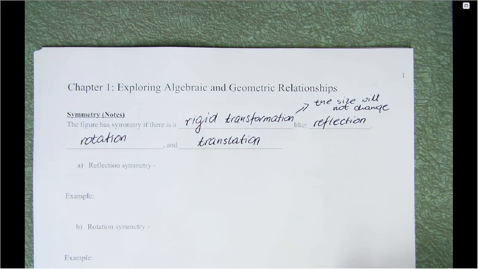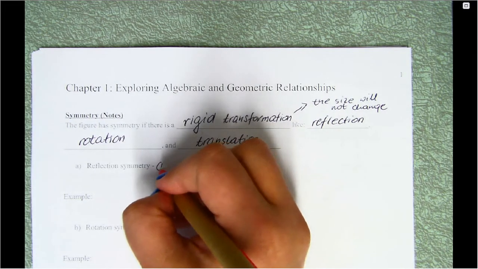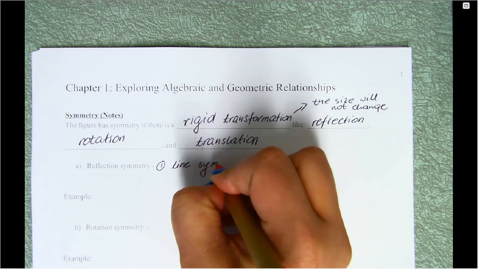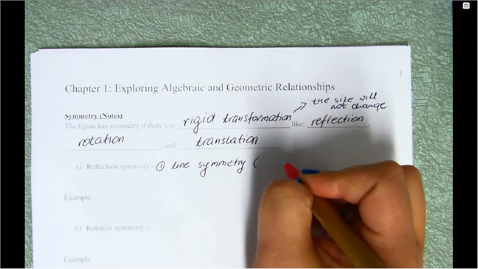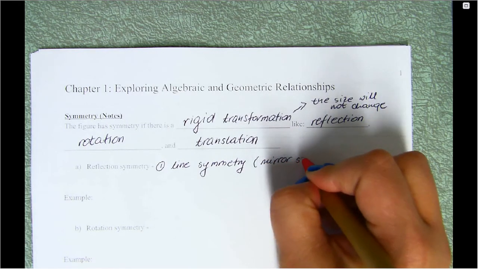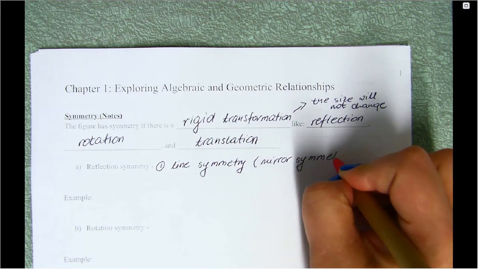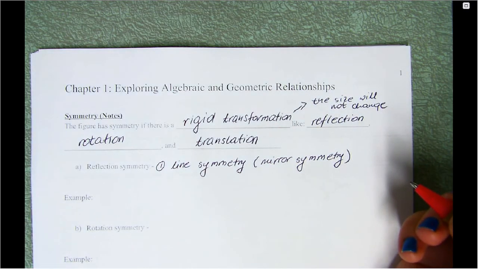If you're reflecting something, you need to have a line of symmetry. So line of symmetry is needed. And it's also called mirror symmetry because the line works just like a mirror. And when an object is reflected over it, it's just gonna look like its own image.